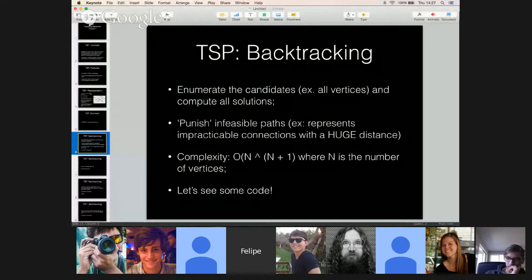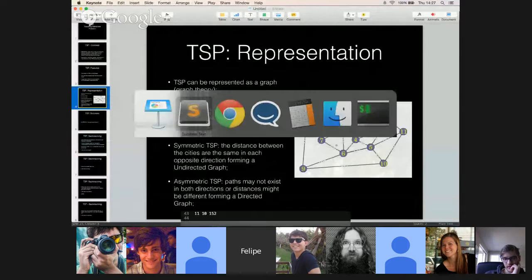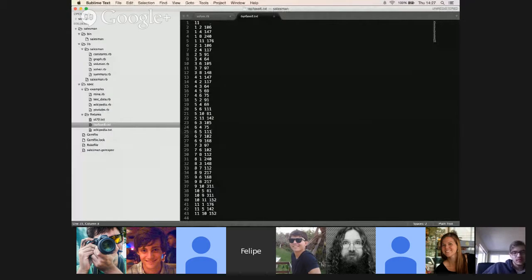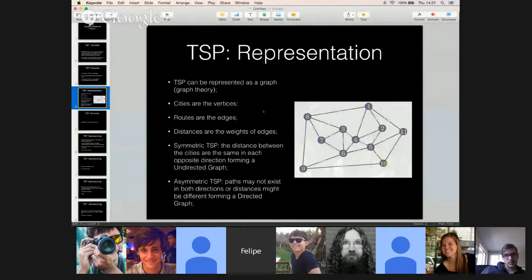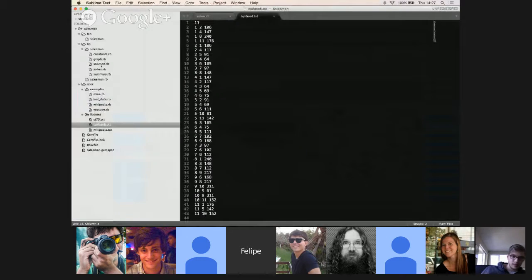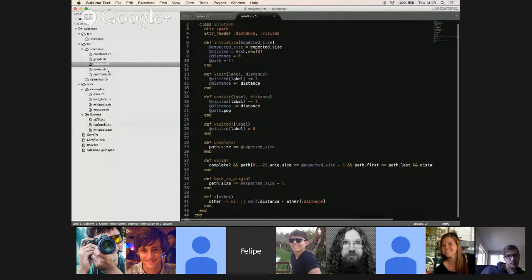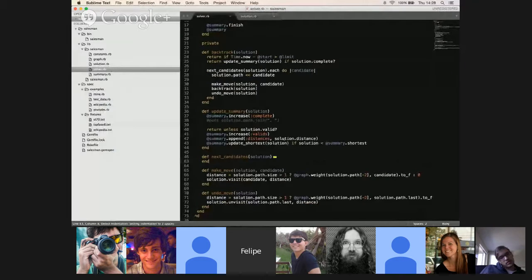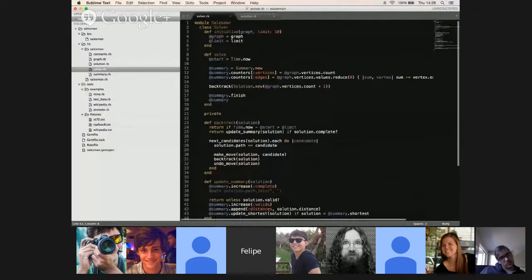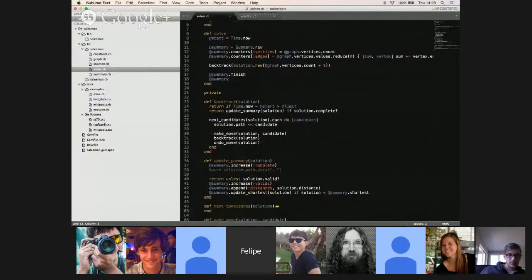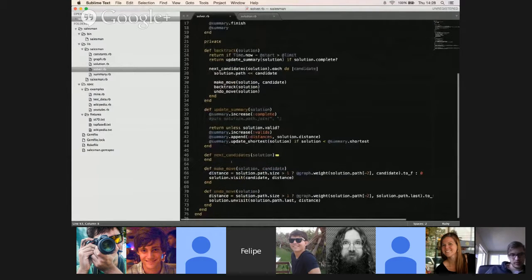This image represents this sample here. So we have 11 vertices and a lot of edges according to this image. The solver of this problem basically has a backtrack method that calls itself recursively and constructs the candidates and builds the path. Let's see that in action.